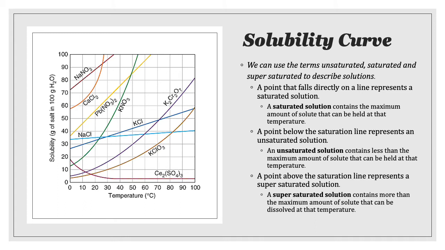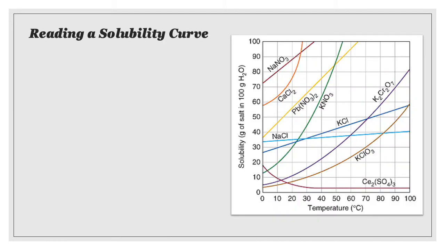Okay, and a point above the saturation line, so let's say I'm at 90 degrees for sodium chloride again, and let's say I somehow have managed to get 50 grams of sodium chloride to dissolve at 90 degrees. That would be considered a supersaturated solution because I have more solute dissolved in that solution than we could normally get to dissolve under normal conditions. Before we move on, we're going to do some practice reading a solubility curve, and then we'll go through unsaturated, saturated, and supersaturated solutions and talk a little bit more about each one.